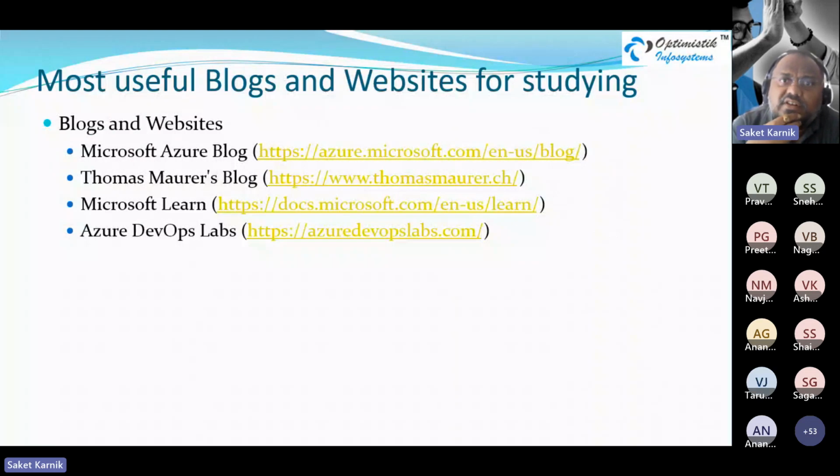These are some of the blogs and websites. I would recommend the first, third, and fourth, because these are official ones from Microsoft. They are the most up-to-date ones. The moment the service changes, they update the content as well, so that there is no gap. Make sense?